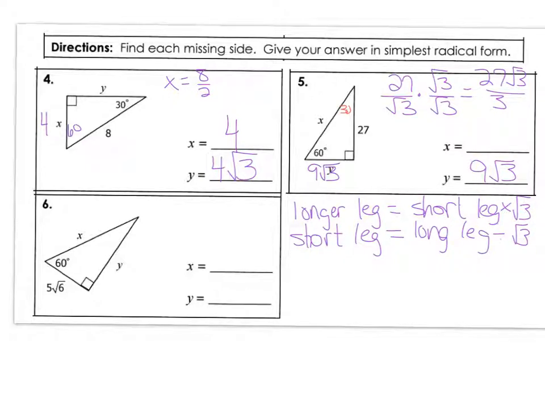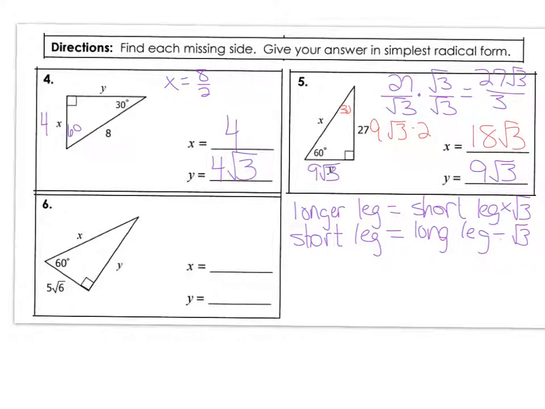Now, if I know the shorter leg, if I know the side across from 30, that's the shorter leg, how do I get the hypotenuse? You double it. What is 9 root 3 times 2? Well, that's going to be 18 root 3. So once you know the shorter leg, the hypotenuse is easy. Just double it. The hard part is going to be going from the longer leg, which is across from the 60.